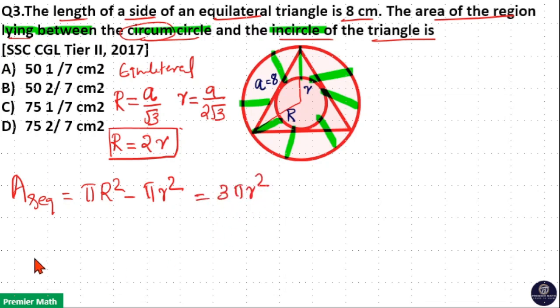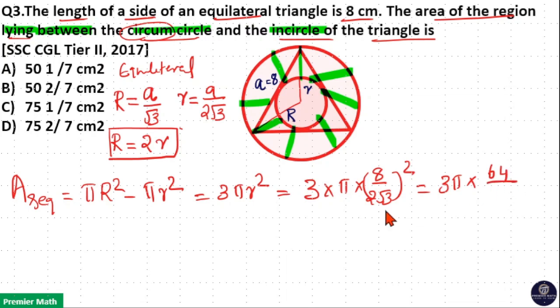required area. 3 pi r square means 3 into pi into r square, where r is equal to a by 2 root 3, so a by 2 root 3 the whole square. Here a is equal to 8. So, in turn, 3 pi into 8 square, which is 64, divided by 2 root 3 square, which means 4 into 3. Now 3 and 3 cancel. 4 goes 16 times in 64, which is equal to 16 pi.